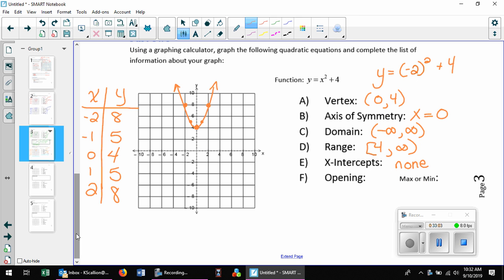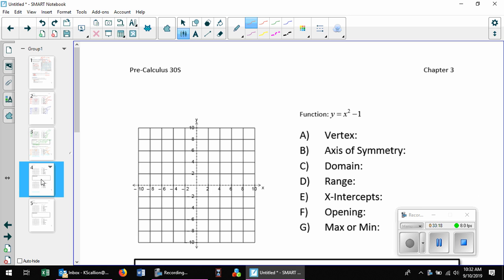The opening is hopefully still up, so that means we have a minimum, and the minimum occurs at 4. All right, we feel smarter. Yay, okay, perfect. That's what I like to hear. Oh my God, we're going to be graphing for days.